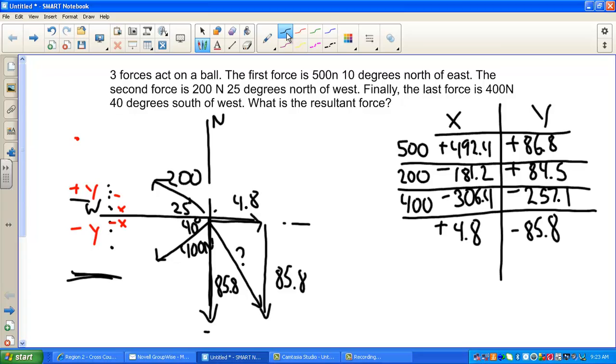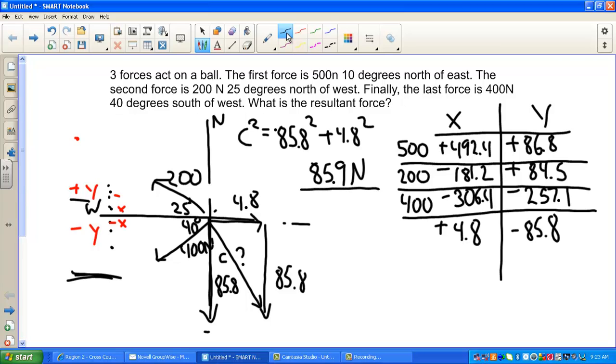The Pythagorean theorem, if I label this like C, is C squared equals one of the sides squared, so that's 85.8 squared, plus 4.8 squared. I'll do my math. 85.8 squared plus 4.8 squared. I'll take the square root of that. And I get 85.9 newtons. So that's the value of my resultant right there.